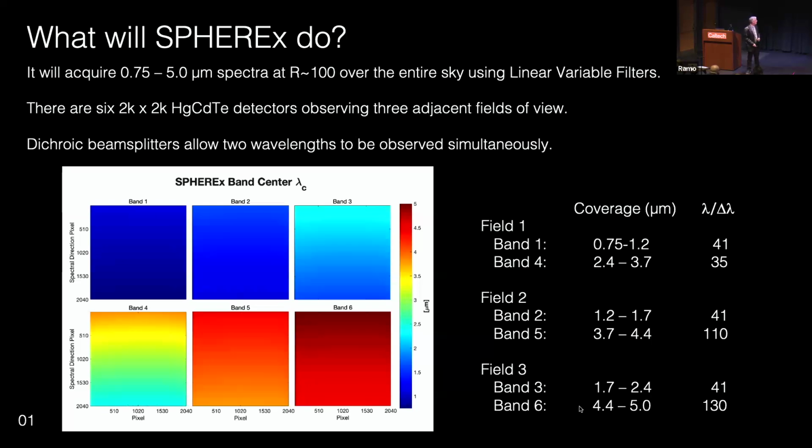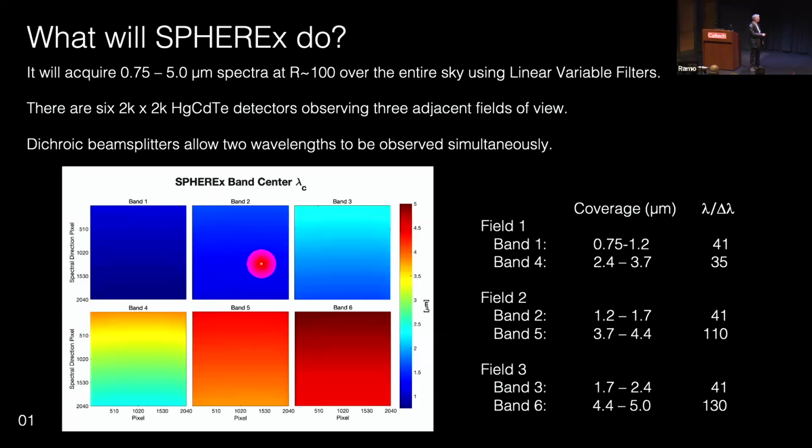There are 3 adjacent fields of view on the sky. Each one of those fields of view has a dichroic that splits the light into 2 pieces, so we need 6 detectors to catch all that. Let me show here. The first field is split up into band 1 and band 4, and if you look at the table here on the right, you will see how those are divided up into wavelength coverages and also resolving powers.